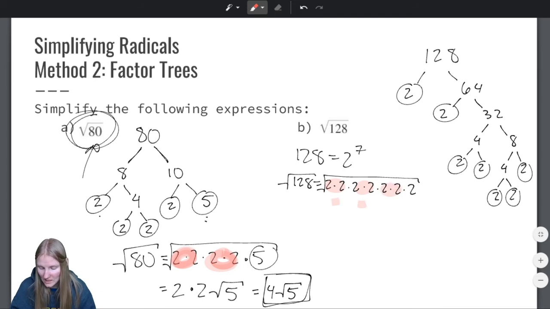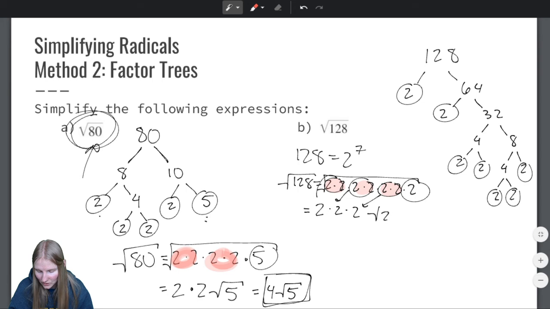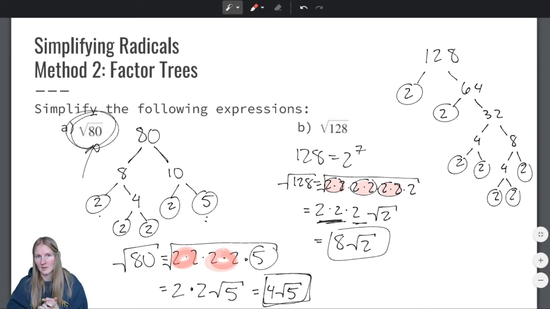And we have 3 pairs of 2, and we have one 2 left without a buddy. But that's okay. The radical can be its buddy. So we're going to pull the 2's out in front. These 2's get pulled out front. And these 2's get pulled out front. And then the last 2 stays in the radical. Okay. Now, what is 2 times 2 times 2? 2 times 2 is 4, times 2 is 8. So our final answer is 8 times the square root of 2.